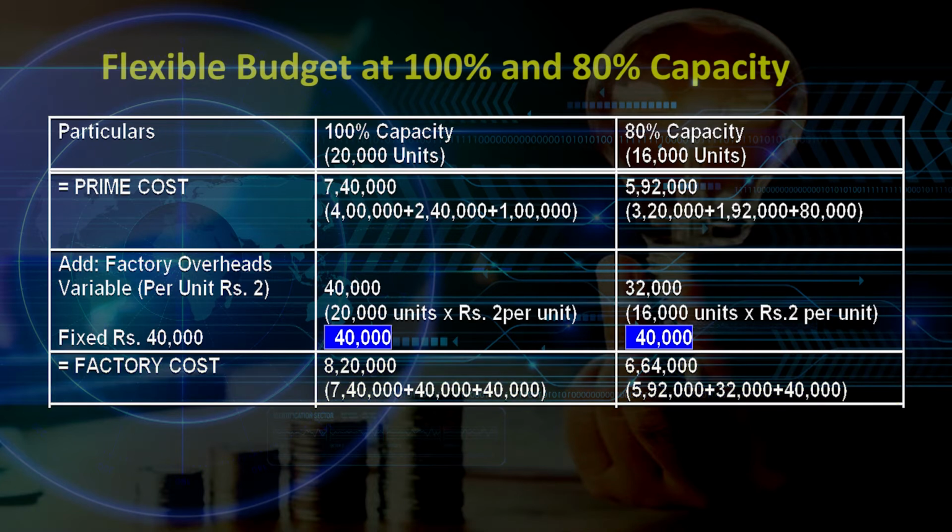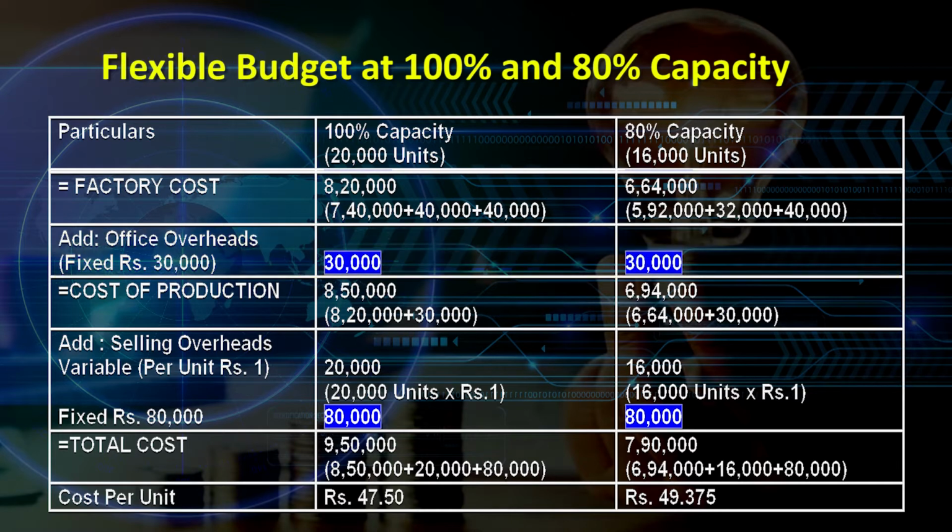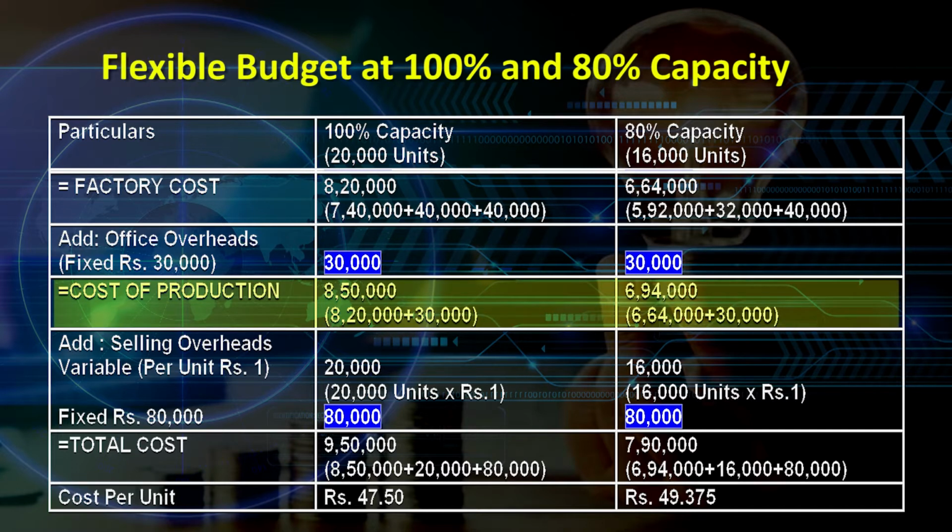To this, friends, we will now add the office overheads. The office overheads are fixed, rupees 30,000, which remain 30,000 at both levels. So, we write 30,000 for 20,000 units as well as 30,000 for 16,000 units. By adding the factory cost and the office overheads, we get the cost of production. For 20,000 units, it calculates to rupees 8,50,000, and for 16,000 units, it calculates to rupees 6,94,000.